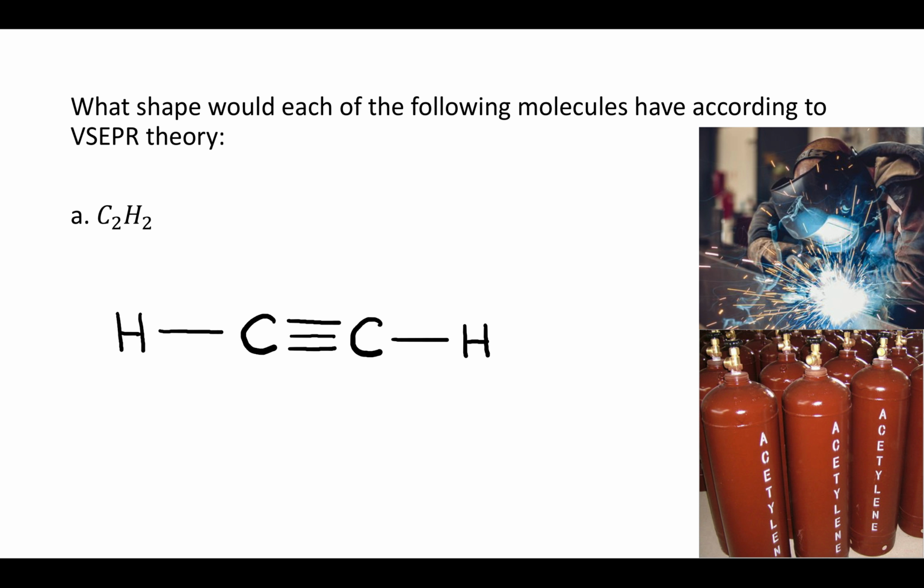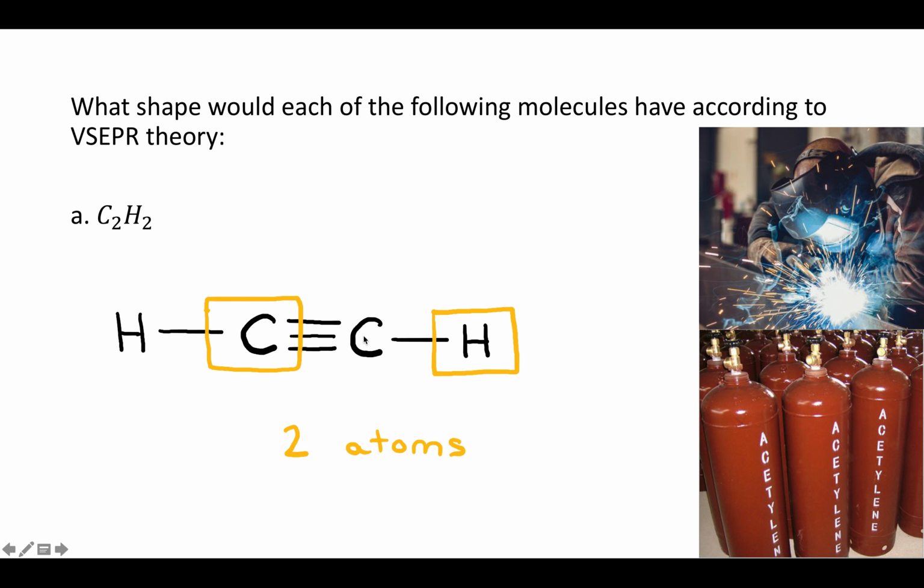Now, if we pick one of the central atoms, one of the carbons, let's pick this carbon right here, around that we have 2 atoms and 0 lone pairs. So, what shape has 2 atoms and 0 lone pairs around a central atom? Linear is the shape. So this molecule is linear.